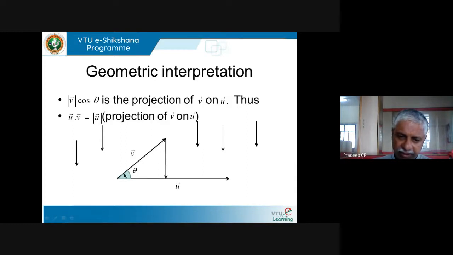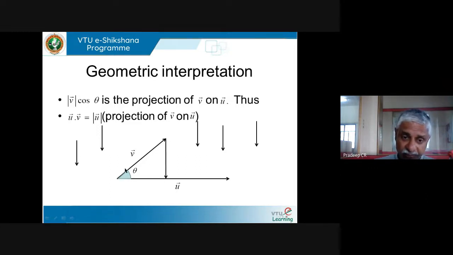Cos theta, so this is a right angle triangle. So how do I see this? u is here, v is here, and assume that there is light coming vertically from up. Each of these arrows shows light coming from the top. Then I want you to see that v will have a shadow whose length is this. The tip of v, the head of v, its shadow will be here. So the shadow of the whole vector v will be from here to here. Let us check what this has got to do with the dot product.